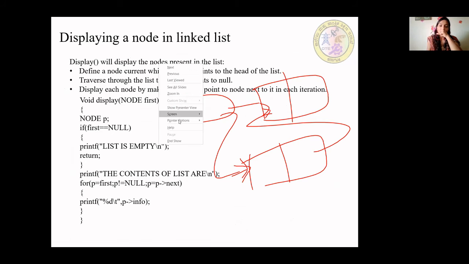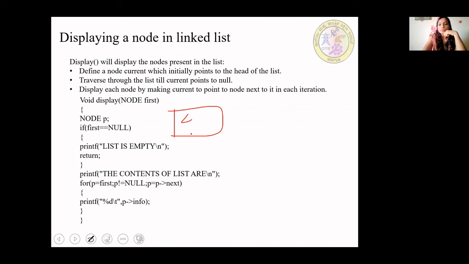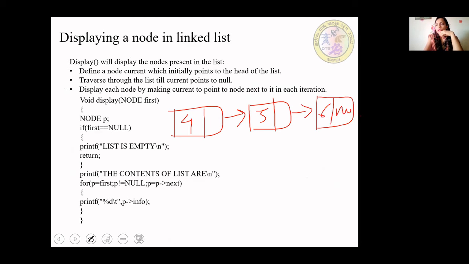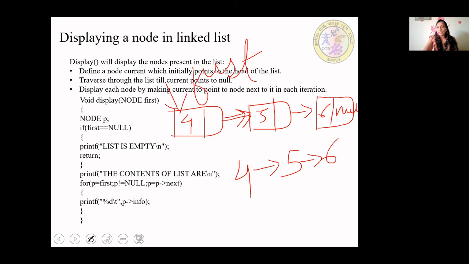Now displaying. What do you mean by displaying? Assume nodes are there like this. So how to display it? Here it is pointed by first. So display means I have to display all those. Like this it will come: 4 will come, then 5 will come, then 6 will come. Like this I want to display.